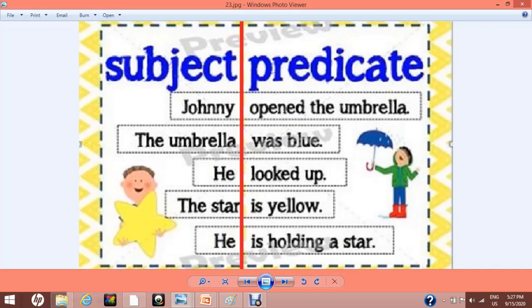In simple words, you can say the part of the sentence other than the subject will be called the predicate. You can also say if you delete the subject from the sentence, the remaining part of the sentence will be called the predicate. Like you can see in the last example, he is holding a star. He is the subject, but is holding a star, these four words, will make the predicate.